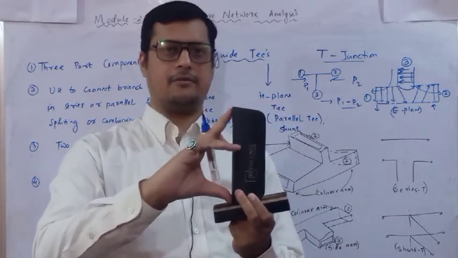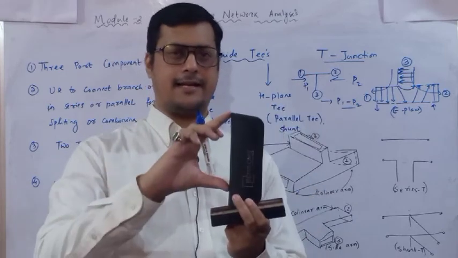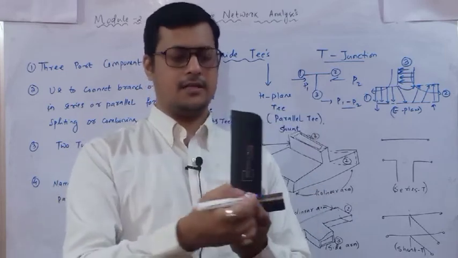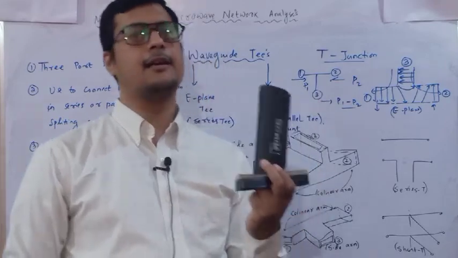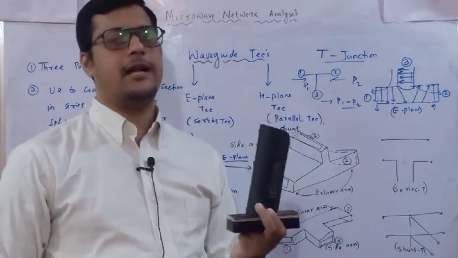So if your waveguide is like this, if the T junction is like this, the upper part is having a certain length, this is our side arm, this is our collinear arm, these two are ports, and this is the third port. If it looks like this, then it is called electric field or E plane T junction.